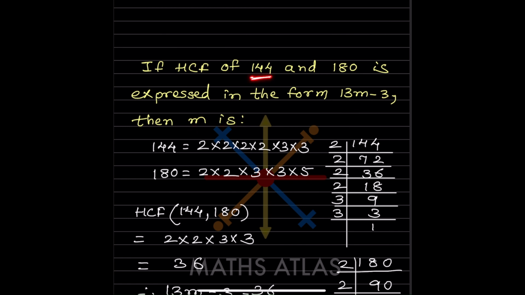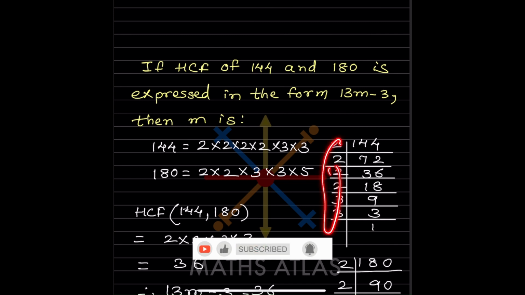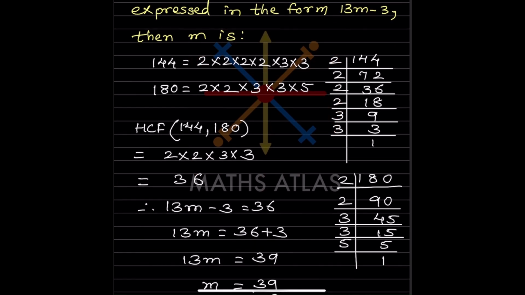So here we have to take the HCF of first 144 and 180. Here 144, you know that we'll take with the help of prime factorization. So 2 72s are 144, 2 36s are 72, 2 18s are 36, 2 9s are 18, 3 3s are 9, and 3 1s are 3. So whatever we get, these are the factors. The same thing is written over here. Same for 180, you will take the factors. These are the factors, and the same thing is written over here.